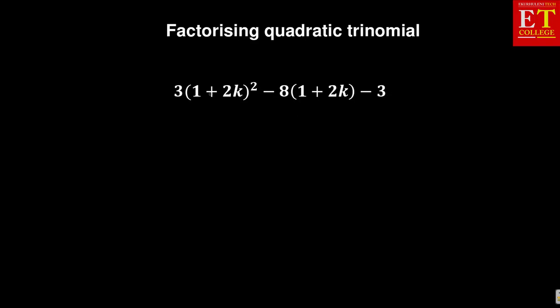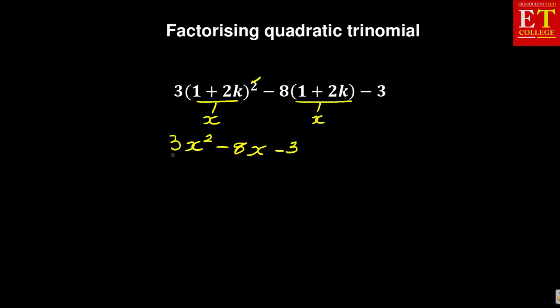Now, the simple thing that I'll suggest is you look at the bracket and say, let this be your x. Look at the bracket again and say, let that be x. So what you are having is 3x, but remember there is a square there, so it will be 3x squared minus 8x minus 3.